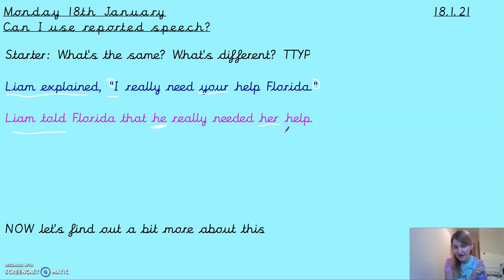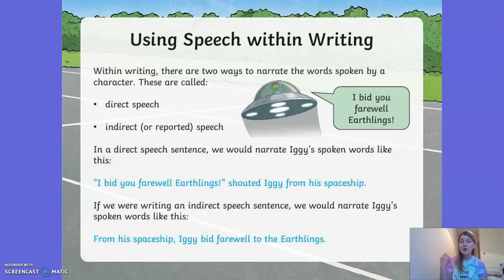Now, a bit like with the direct speech, there's quite a lot for me to go through, but in this one there's lots of pause opportunities for you to think about and respond to what I'm asking you. So let's go over what I've said again. When we're talking about the words that have been spoken by a character in writing, there are two ways: either direct speech or indirect or reported. Like I said, it's just two different names for exactly the same thing. This one might help you because, like I said, it's literally the opposite of direct speech. In direct speech, we say exactly what he said.